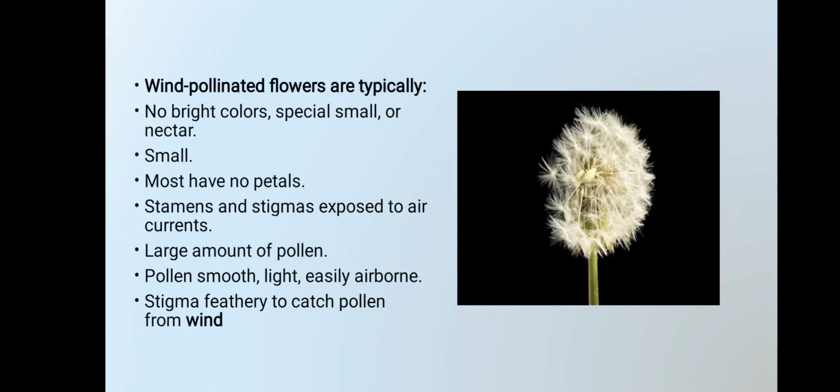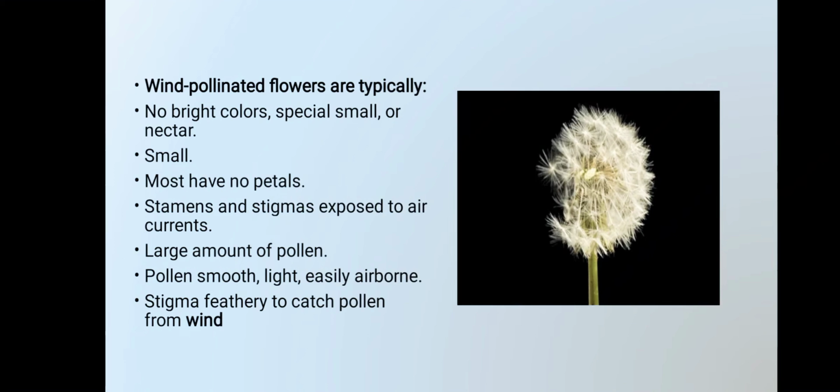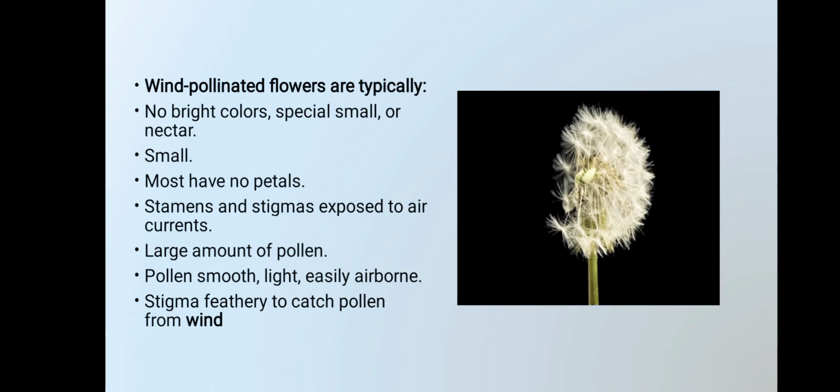So in today's lesson, we have learned about wind pollinated flowers. They are not bright colors, don't smell good, and have no nectar. They are small, have no petals. Stamens and stigmas are exposed to air, and they produce a large amount of pollen.